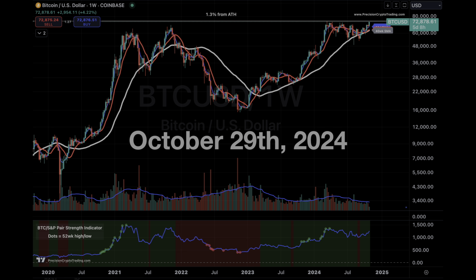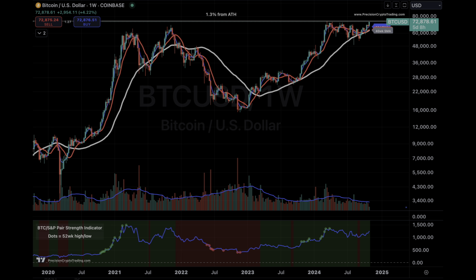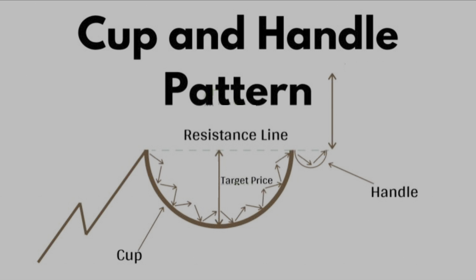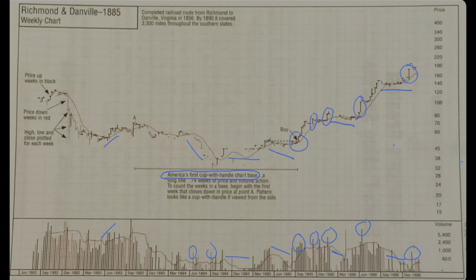Let's look at Bitcoin on October 29, 2024, as it appears to be trying to complete its cup and handle. Bitcoin made its consolidation and parabolic moves from the middle of the cup the last two cycles. When this happens at the top of the cup, it's called a cup and handle. This is a classic large cap market pattern. It occurs when the market is dealing with selling supply. It goes all the way back to railroad stocks in the 1800s.